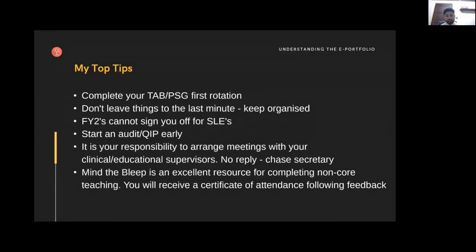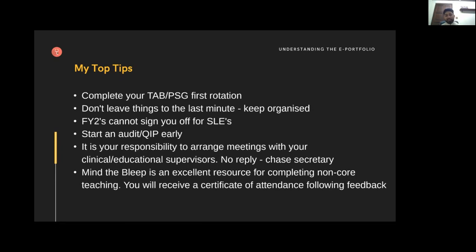Again, it's your responsibility to arrange meetings with your clinical or educational supervisors. If you don't have any reply, chase the secretary. If the secretary is not really helpful, contact your foundation training program director, or I think it's contact your education department first, and they'll be able to help you.